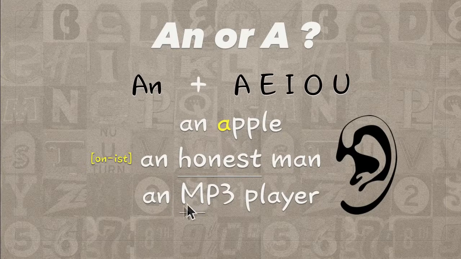And this one, an MP3 player. Look at the letter M. How does it sound? Maybe M. So here we need an for both of these, not A. It's how the word sounds, not how the word is written.